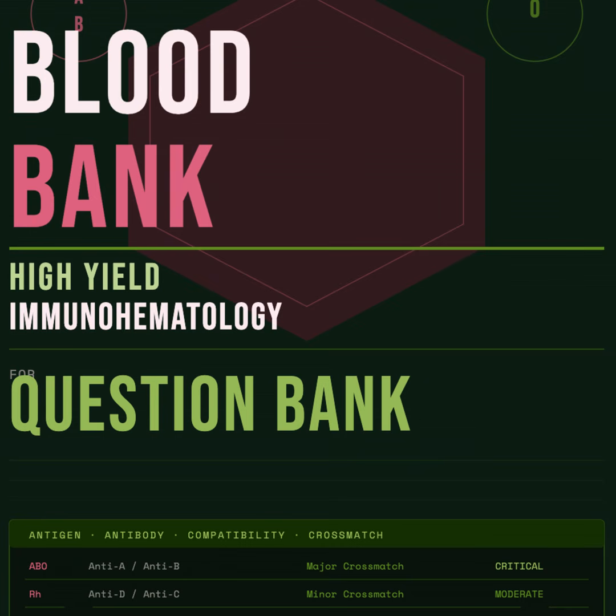Let's put this into a study scenario. You are running a complex panel. You see multiple varied reactions at the IgG phase. You suspect multiple antibodies. To clarify the picture, you run an enzyme-treated panel using the exact same donor cells. Suddenly, 3 of your previously positive reactions vanish. The tubes are completely clear.